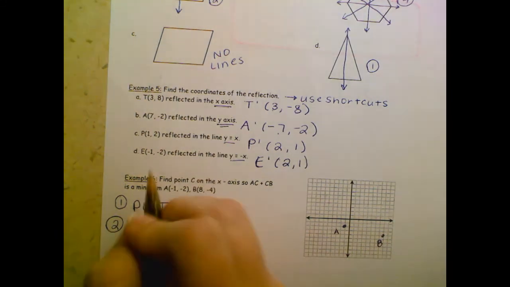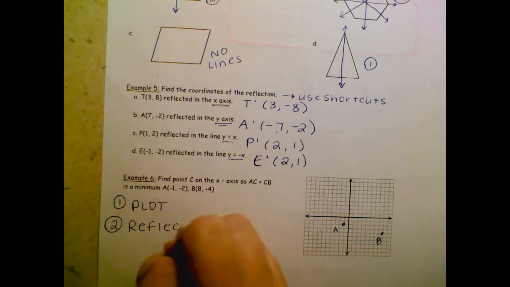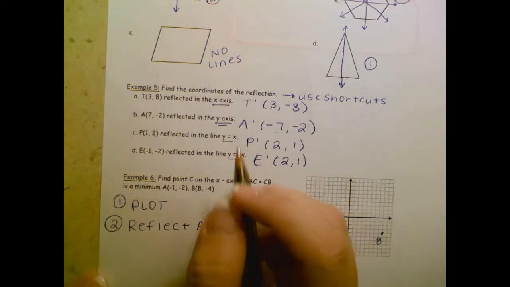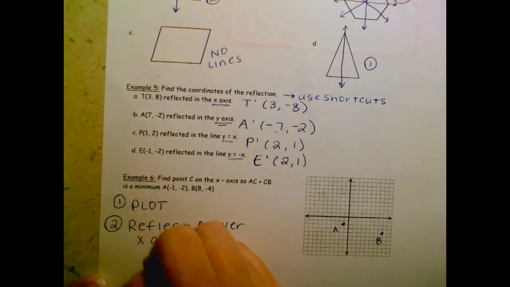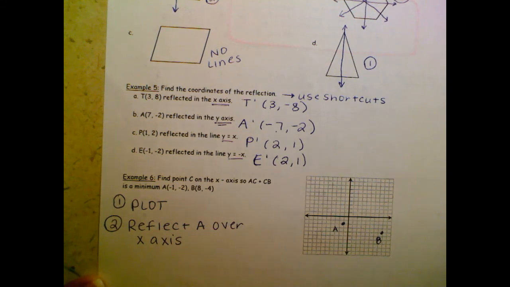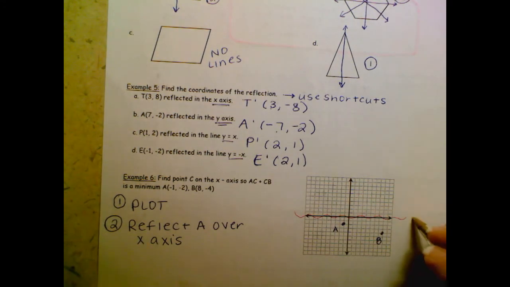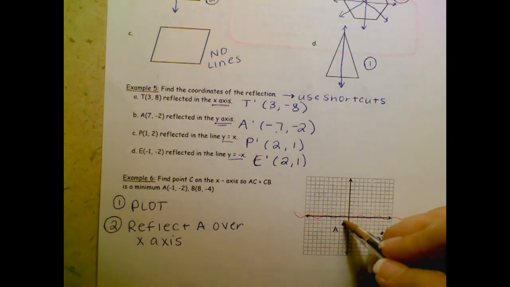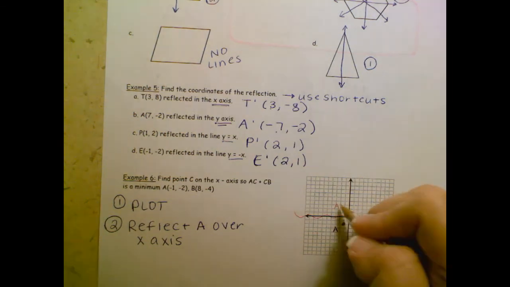After I plot my original points, I'm always going to reflect A over the x-axis. This is going to work every single time. So again, x-axis is the one that goes across. Reflect it, so I'm going to count up 2 to get to the line. I'm going to count 2 more. I'm going to plot A prime.